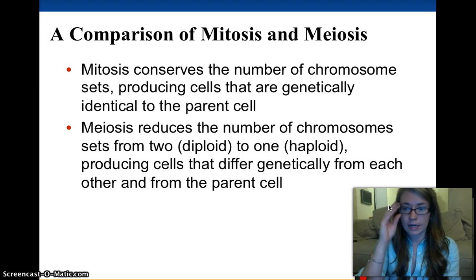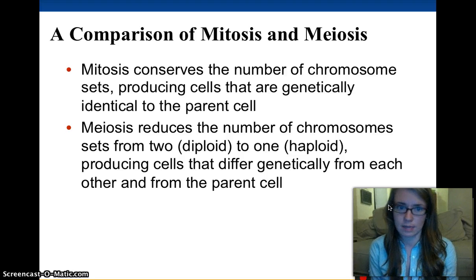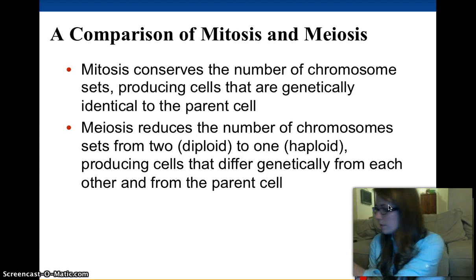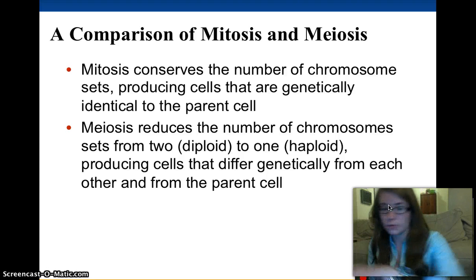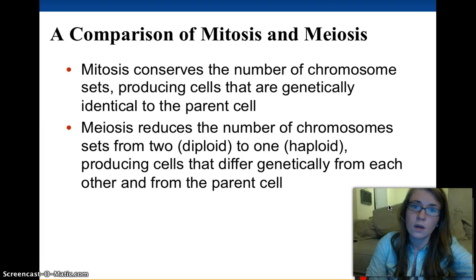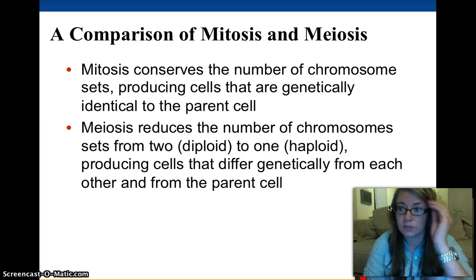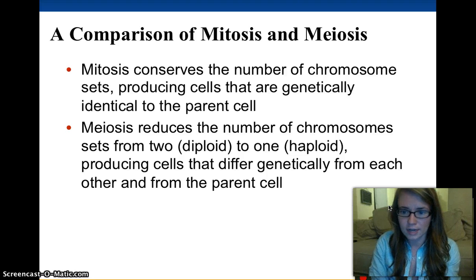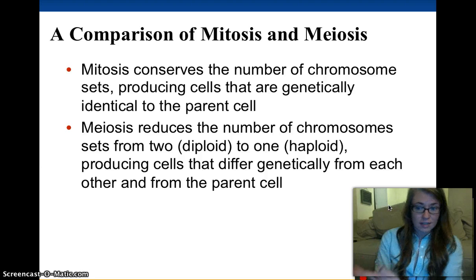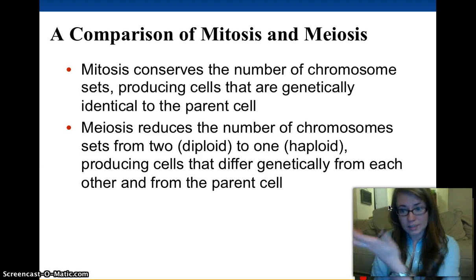Okay, so this is where it gets tricky, comparing mitosis and meiosis. Your book does a really good job of this. This is on page 257. During mitosis, we keep the chromosome number exactly the same because you need to have all genetic information inside of all of your cells. So you don't want half of your cells to have 92 chromosomes, the other half to have 23, some of them to have 46, right? We want them all to be the same.